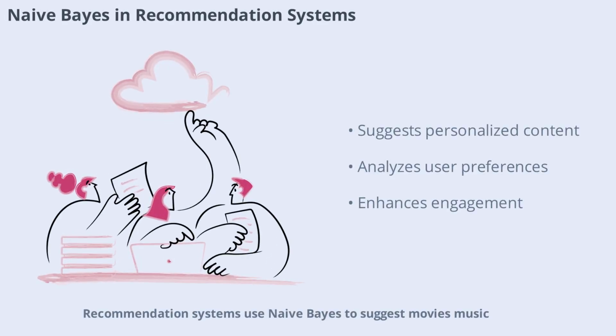Recommendation systems use Naive Bayes to suggest movies, music, or products based on user preferences. By analyzing past interactions, the algorithm predicts what users might like next. This personalized approach enhances user experience and engagement.